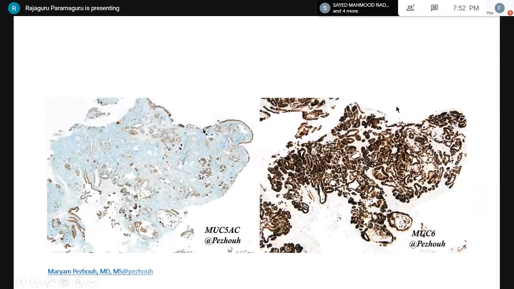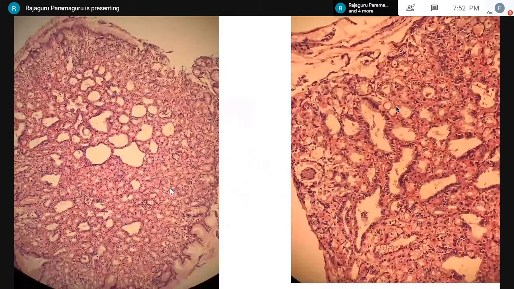So this is the MUC6 IHC, which is positive in both oxyntic gland adenoma and the pyloric gland adenoma. MUC5AC, as you see, will be staining only the foveolar epithelium, which is seen over here, but the glands will be negative. So this is a very simple fundic gland type of adenoma, where you can see these dilated glands, which will be lined by this mucous neck type mucus cells, and then the chief cells and the parietal cells.